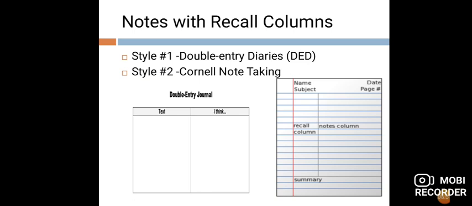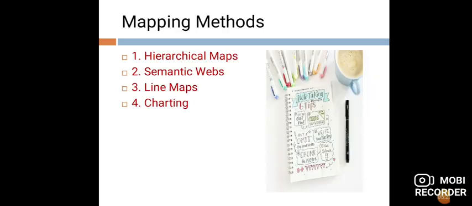The Cornell note-taking system can be adapted to suit your needs. For example, the recall column can be just questions for review, or it can just be words for recall. In other words, you can make this system work for your learning style, your purpose, and your reading material as per your requirement. Fine. Then comes the mapping method.